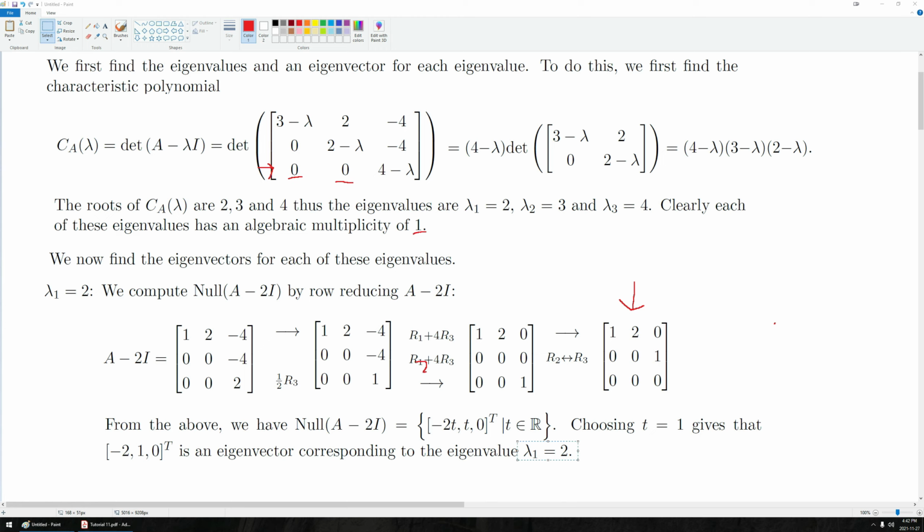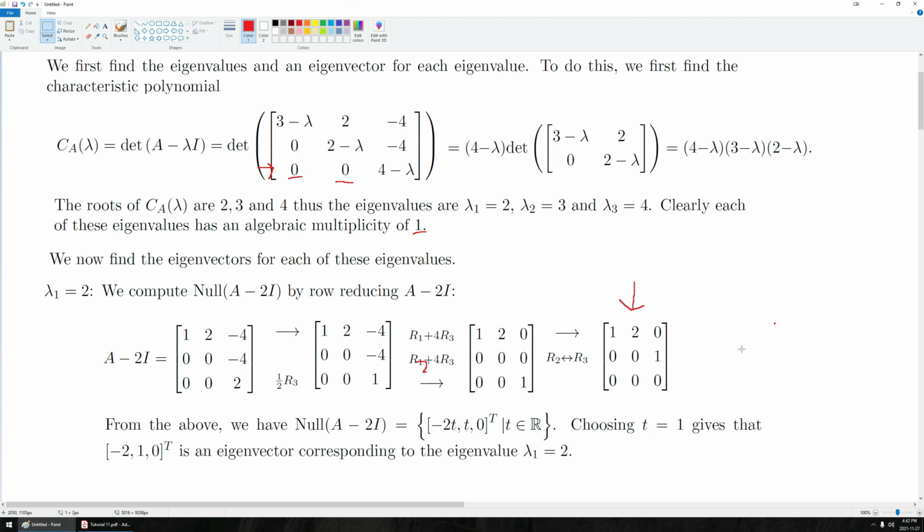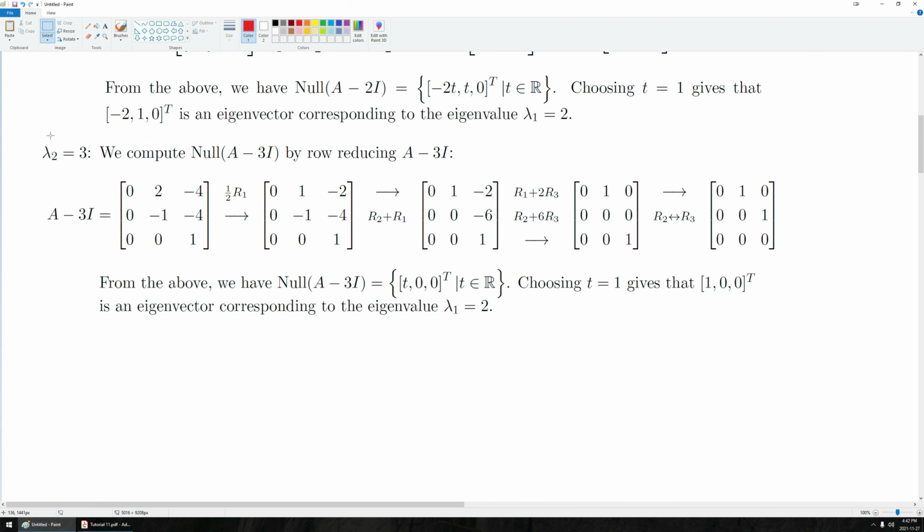Okay, so next I repeat the same step, and just to not rehash everything in such great detail, let's just copy paste here. So for lambda 2 is equal to 3, I want to compute this null space, right? I just replaced this thing with a 3, and thus I want to row reduce this.